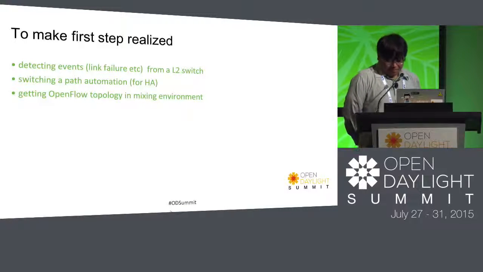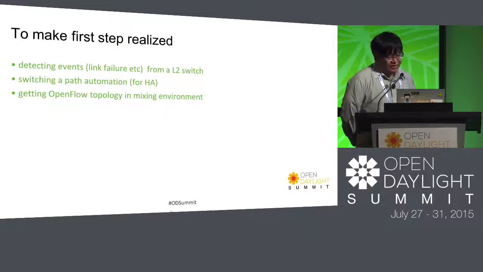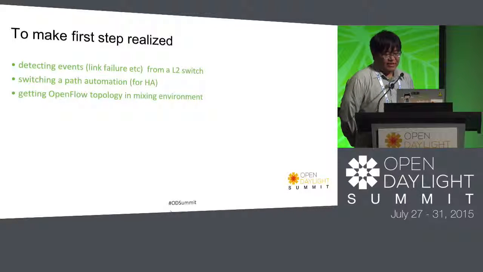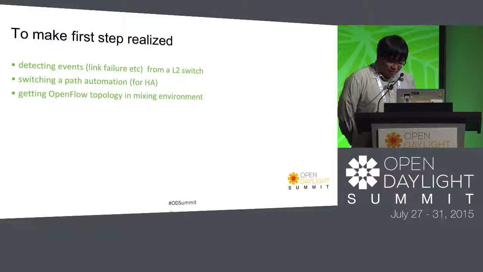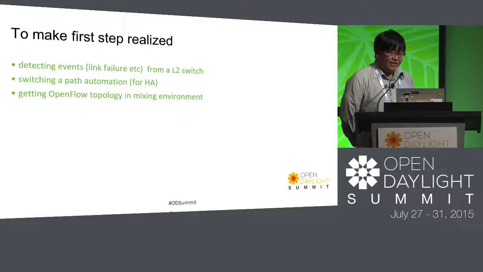What do we need to make it realized? The first need for OpenDaylight is to detect events such as link failure. A link failure from an L2 switch. OpenDaylight doesn't know what happened in the L2 switch.